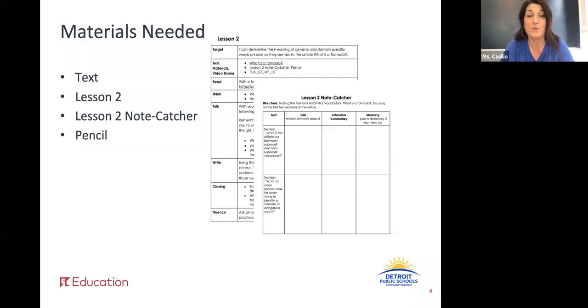The materials you will need today are your text, What is a Tornado?, our Lesson 2 note catcher, and a sharpened pencil. If you need to press pause to gather those materials, please do so now.